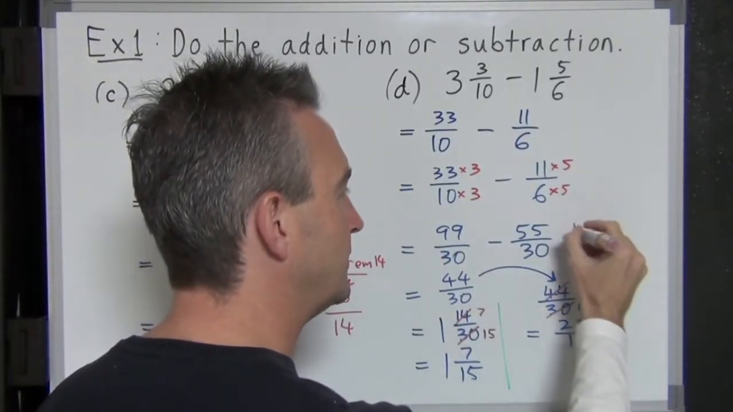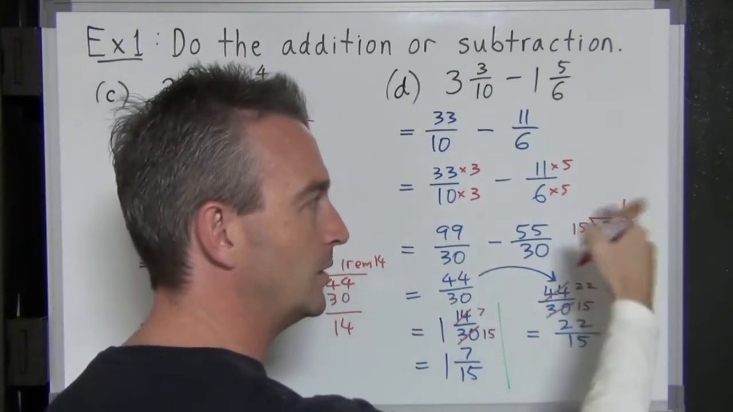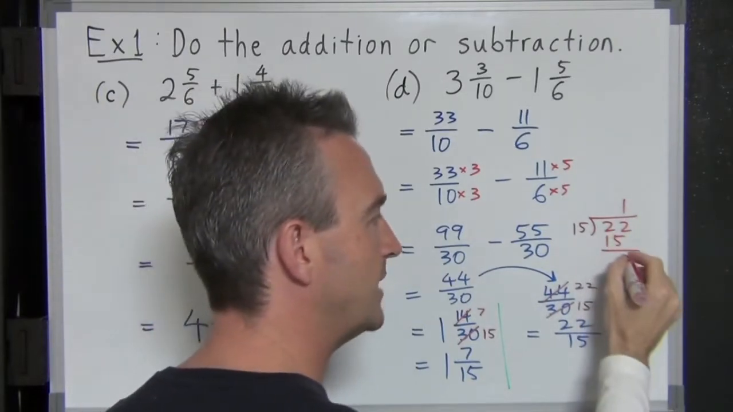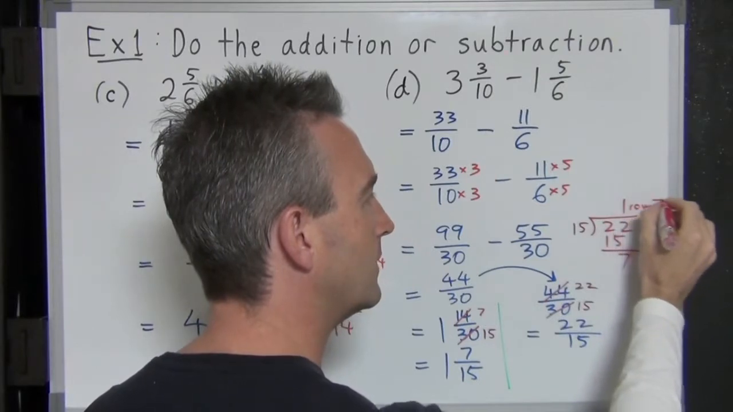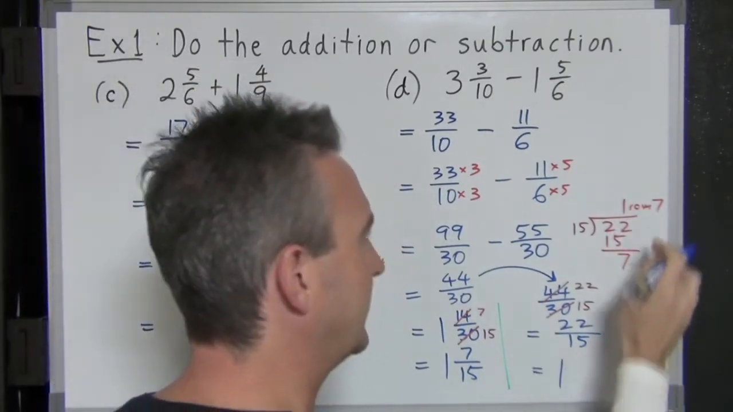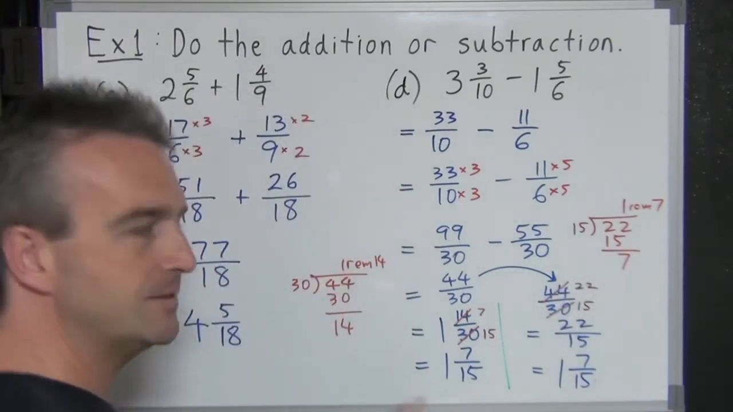22 into 15. So 15 dividing into 22 is 1, like we thought. 1 times 15 is 15. Subtracting 22 minus 15, 7. So we get 1 remainder 7. Is that the same? Answer, 1 and 7/15. It is the same answer.